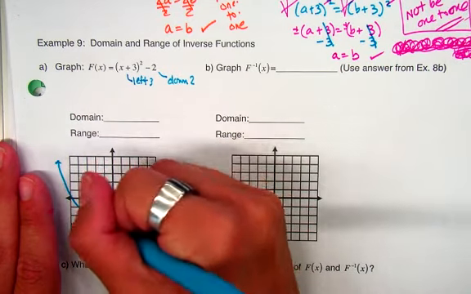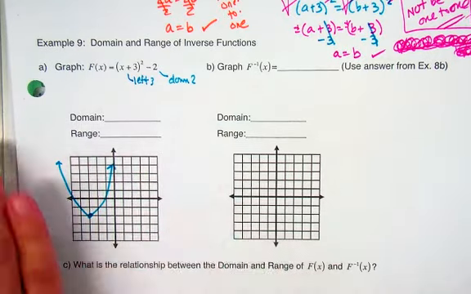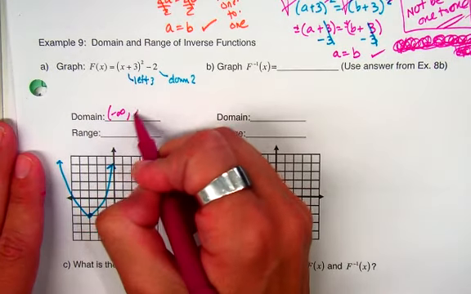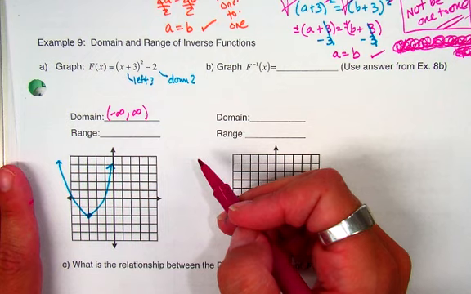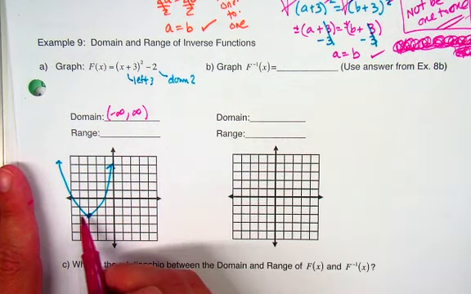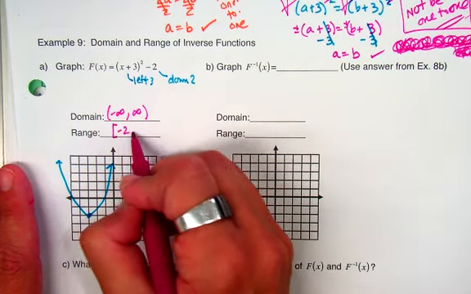So what is its domain? All reals. What is its range? 0 to... Not 0. -2. There we go. Good. -2 to infinity. Okay.